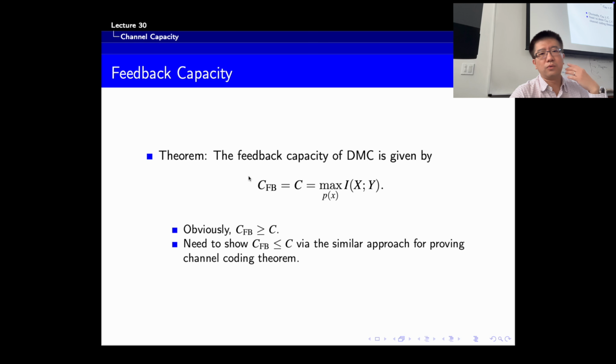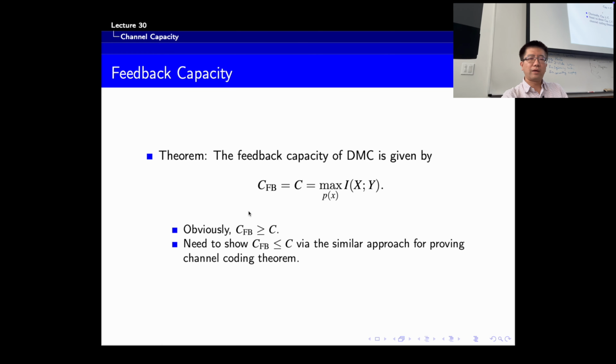And so we introduced a theorem to show that for a DMC, the feedback capacity will be the same as the channel capacity without feedback. This is a rather surprising result, but we have some conditions. We have some discussion that will be covered in the next slide.